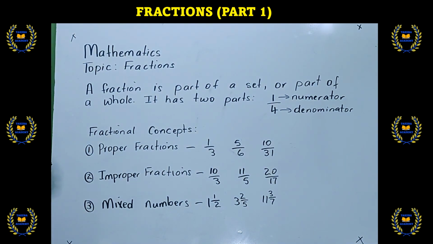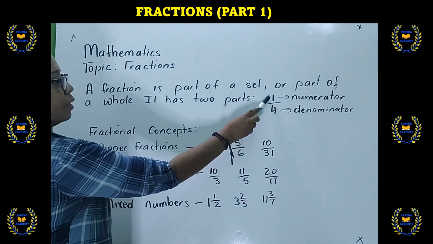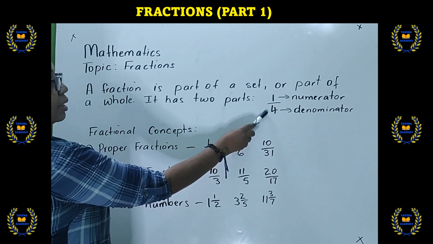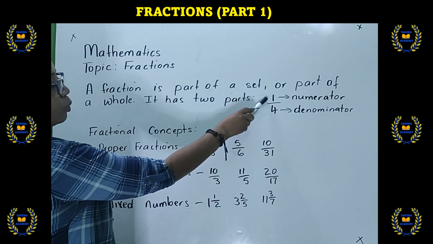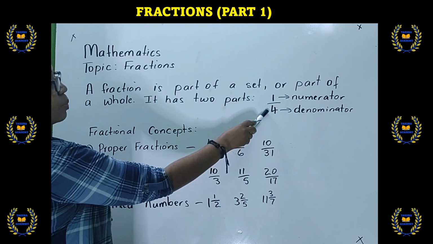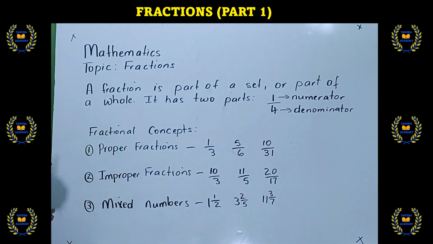Today's topic, fractions. What is a fraction? A fraction is part of a set or part of a whole. It has two parts, a numerator and a denominator. So the number that's above the bar line is called the numerator, and the number that's below the bar line is called the denominator. It's important for you to know what these terms mean.